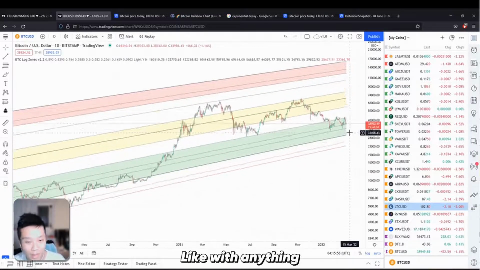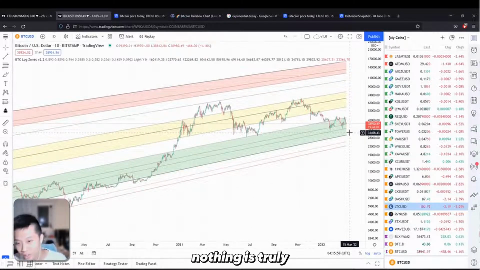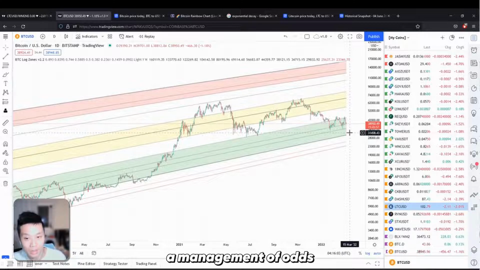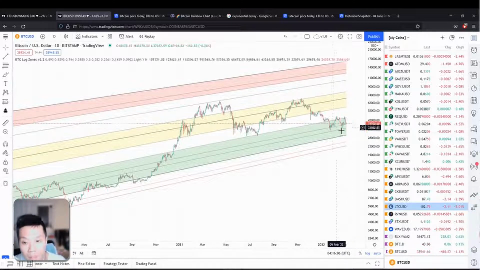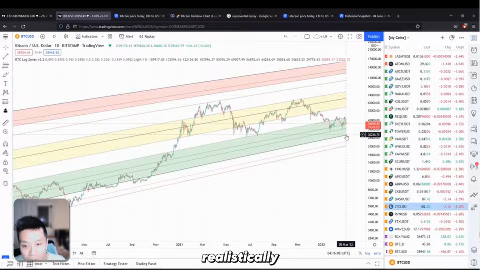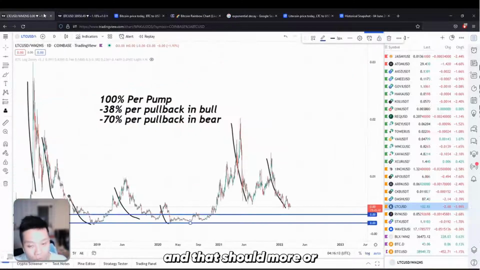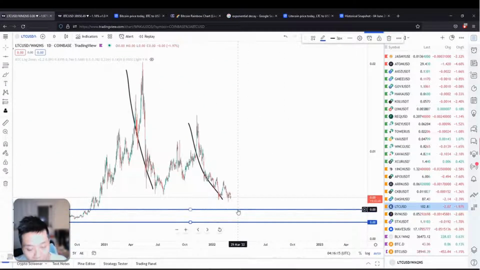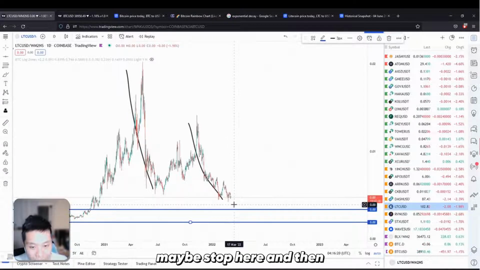Like with anything in trading, nothing is truly impossible. It's a management of odds. So for me, realistically, if it does continue to go down, the most I can see it go is just 30K, and that should more or less align down to here. It doesn't have to pull back the full 70%. It can just keep going down, maybe stop here and then go up.